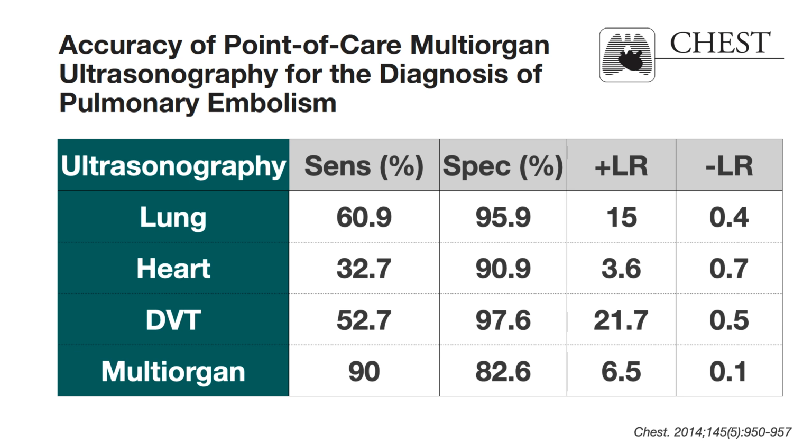You can see here that the accuracy of a single organ ultrasound, a sensitivity is not high enough to be used as a single test. For single cardiac ultrasound, the sensitivity is only 32%, but for high mortality pathologies like PE, we would like to have a sensitivity of at least 85%. For multi-organ ultrasound, it shows a sensitivity of 90% that was significantly superior to lung, heart, and DVT ultrasound alone, and a specificity of 82% for PE.